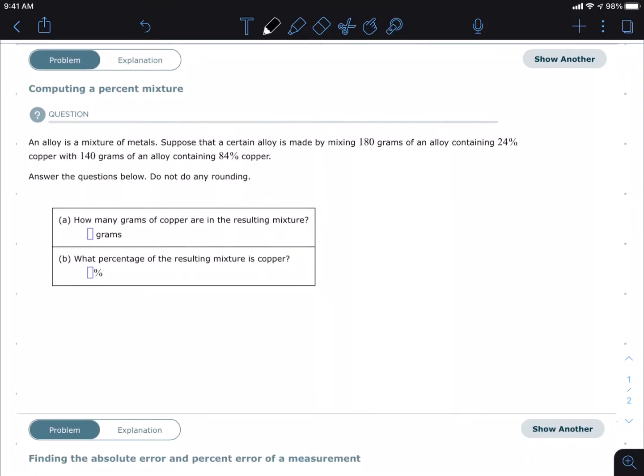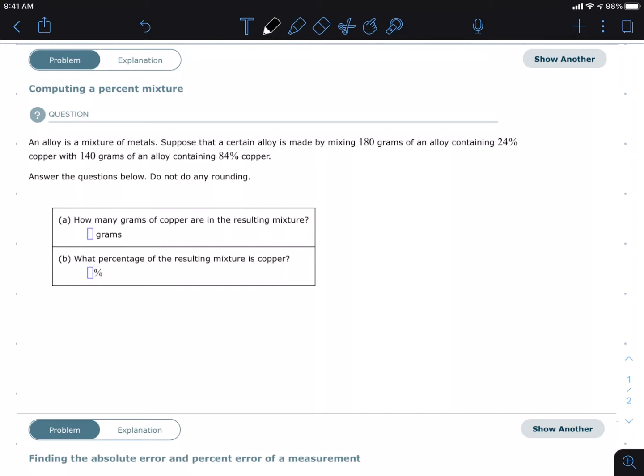Okay, so this first problem I want to hit on is a problem that one of the students asked for, and I appreciate it being asked. So in this problem, it says an alloy is a mixture of metals. Suppose that a certain alloy is made by mixing 180 grams of an alloy containing 24% copper with 140 grams of an alloy containing 84% copper. Answer the question below and do not round.